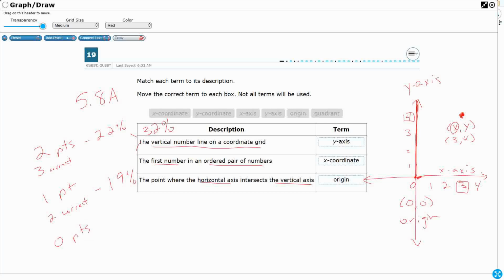0 points. Now, we don't know whether they got 0 correct. They could possibly get 1 correct, but 1 out of 3 correct doesn't get you any points. Take a look at this. 59%, almost 60% got 0 or 1 correct. This made this tied for the third most difficult item on the test.